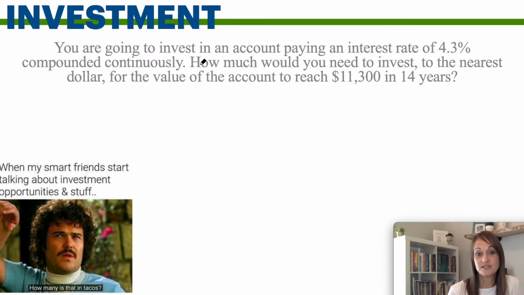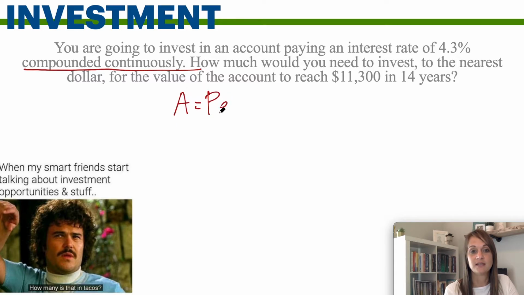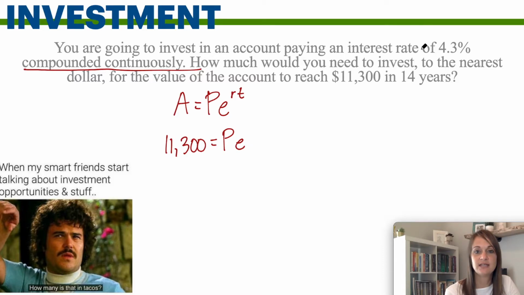You are going to invest into an account paying an interest rate compounded continuously. So automatically you can go ahead and write the function that you are going to use, compounded continuously. You want to know how much you need to invest. So that means we don't know P. We don't know how much we're investing. But we do know that the final amount needs to be $11,300. And the interest rate is 0.043. And the number of years it's going to take is 14.